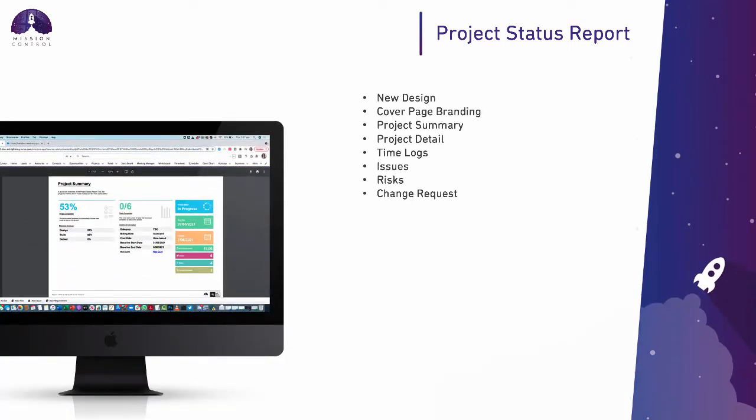And as I mentioned, the project status report, a brand new design really to provide you with a more professional looking document that you can present to your customer. It comes with a cover page where you can brand that, but equally it's got a lot more information in there as well. So the project summary, it also includes the project detail, and as well as time logs, issues and risks, you can now also include change requests, and you can actually include a copy of the Gantt chart in there as well.